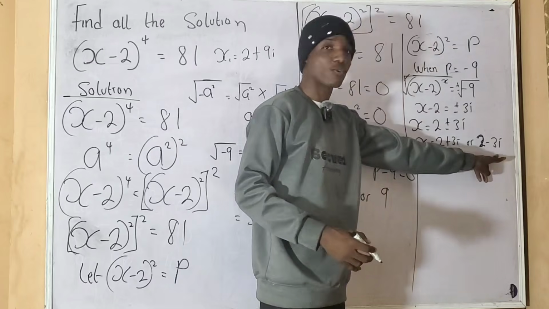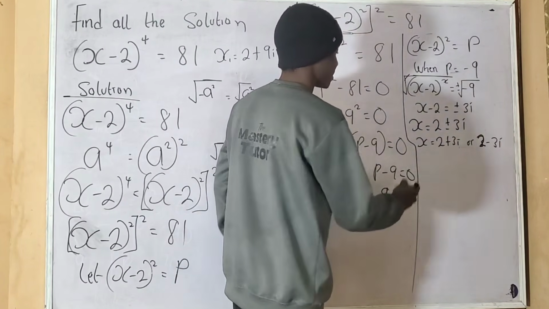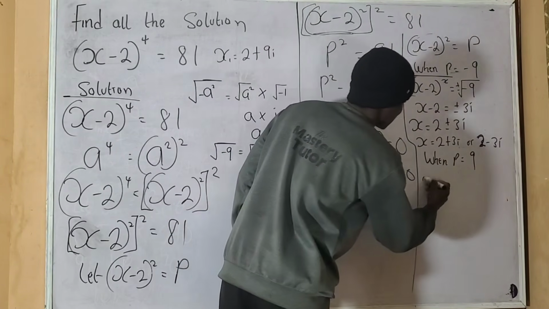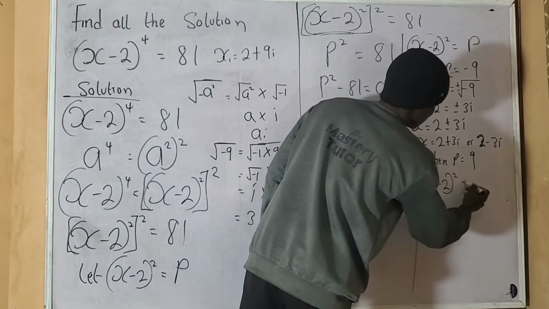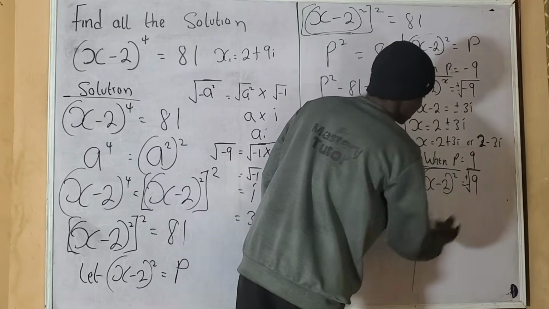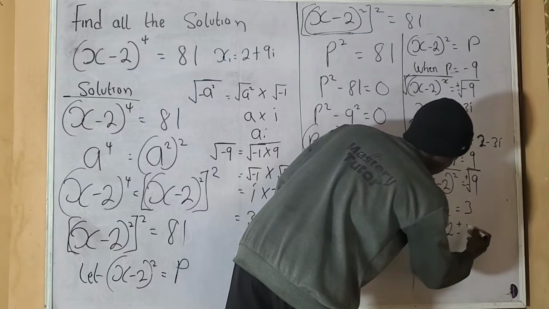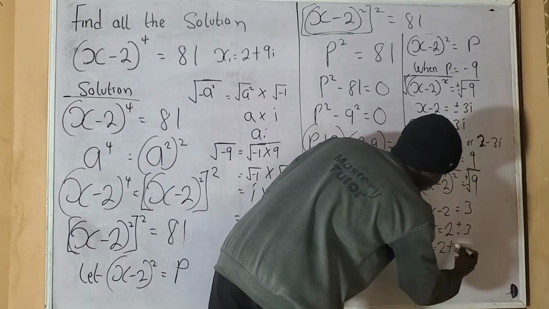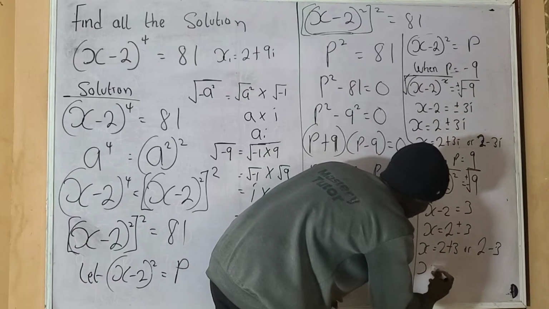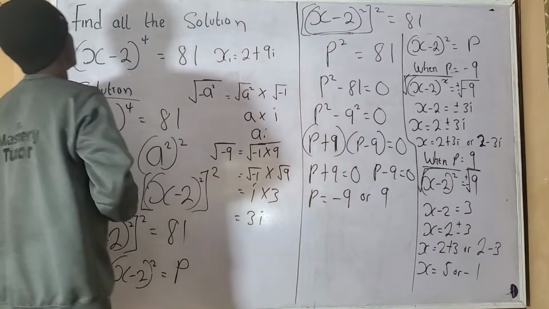So we have two roots of x when p = -9. Now, let's find the value of x when p = 9. For this, I'm going to have (x - 2)^2 = 9, right? So I'm going to take the square root of both sides. I'm going to have x - 2 = 3. x = 2 plus or minus 3, right? x = 2 + 3 or 2 - 3. Are you following? Okay. x = 5 or negative 1. So we've obtained the four values of x.